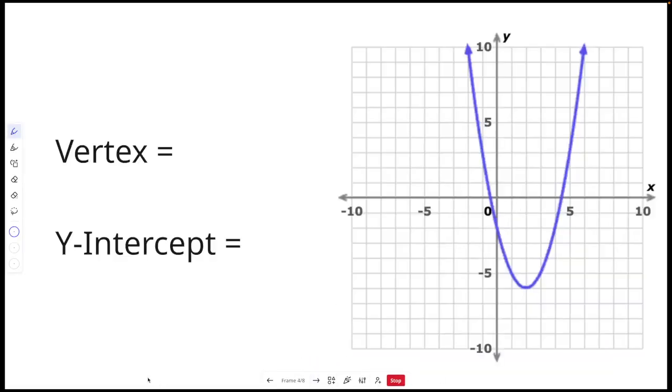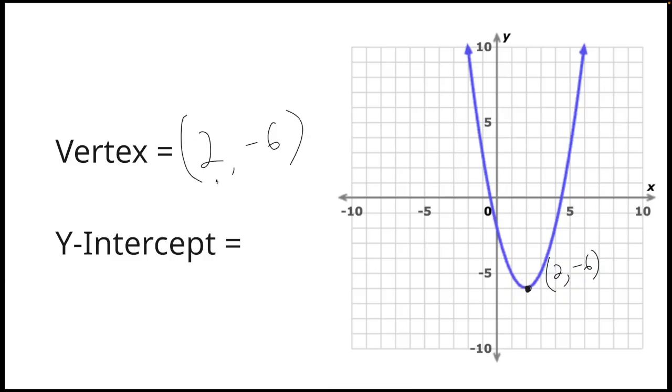All right, some terminology here. The vertex, okay, this is a quadratic graph. Quadratic graphs are either a smiley face or a frowny face, okay, a U or an upside down U. And the vertex is sort of the exact center. And so where is this point? This is at 2, -6, and this is the vertex. Okay, it's the very center. The y-intercept is where the graph, the quadratic, the smiley face here, hits the y-axis, and that's at this point here, which is 0, -2.